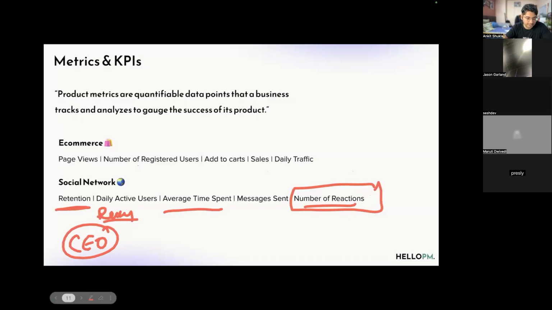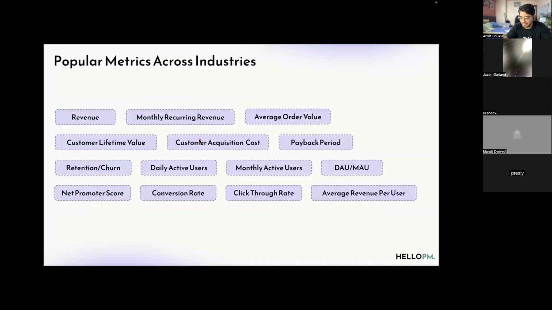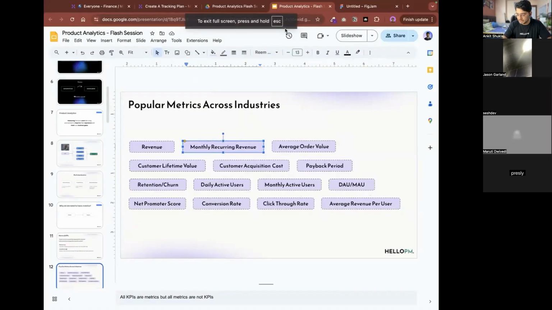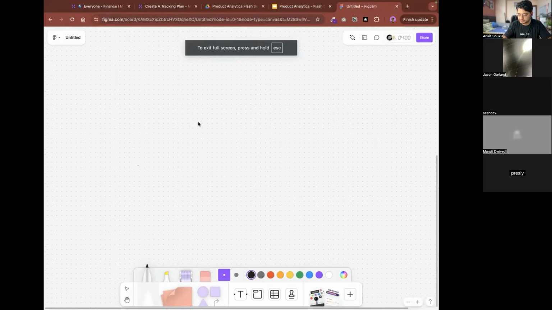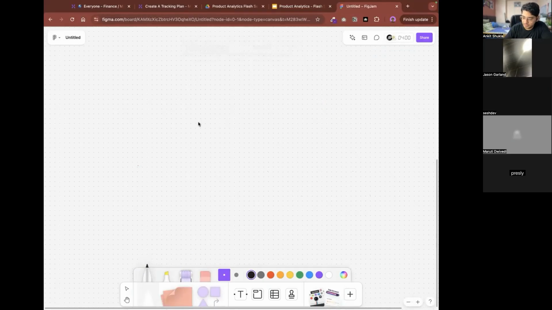Cool. Good. Interesting. Now let's go ahead and talk about some of the popular metrics. So I'll take some time in order to help you understand different kinds of popular metrics. Let us start with the first one.